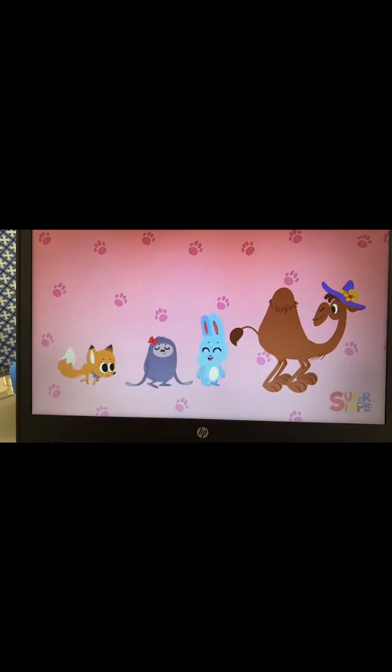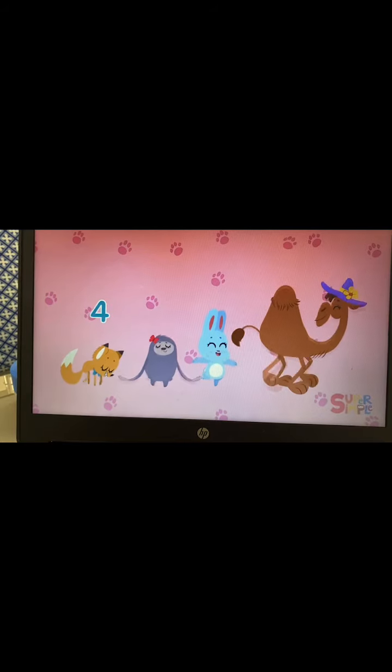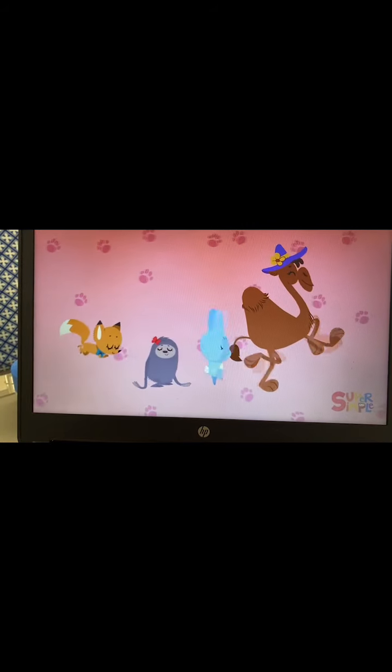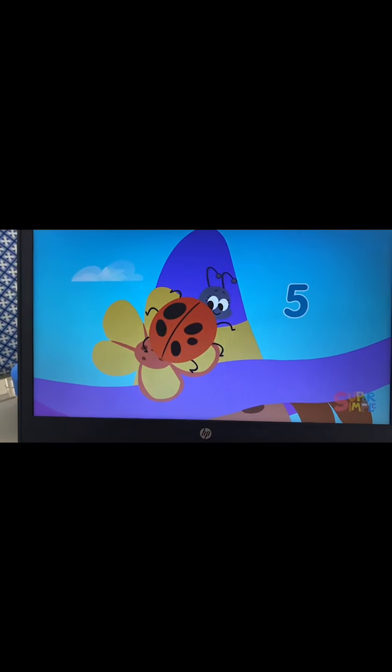Felix the fox has 4 legs. Go, Felix, go. Lily the ladybug has 5 spots.